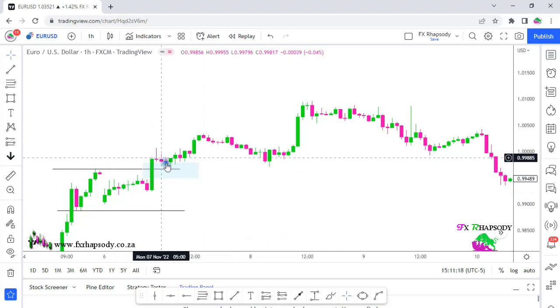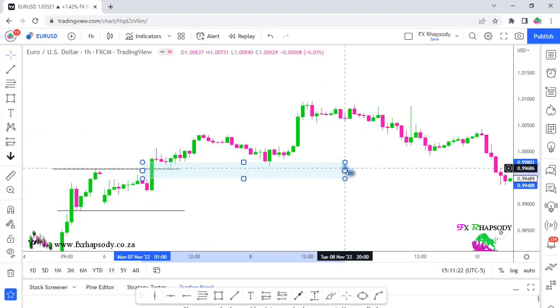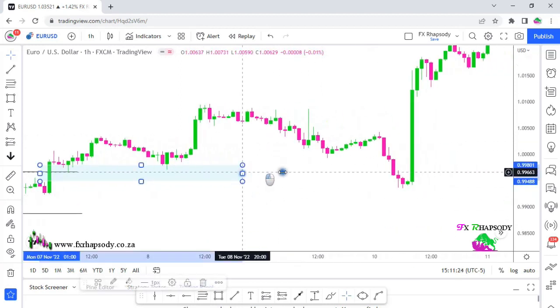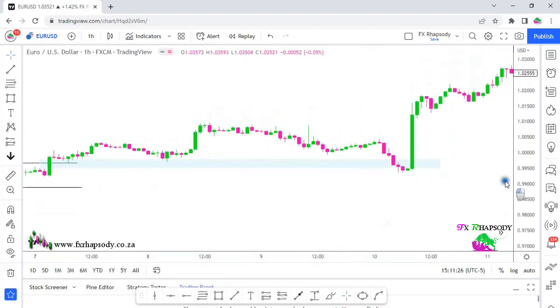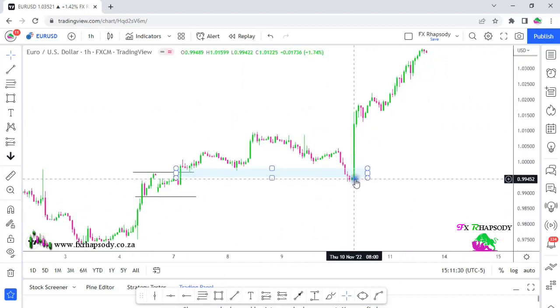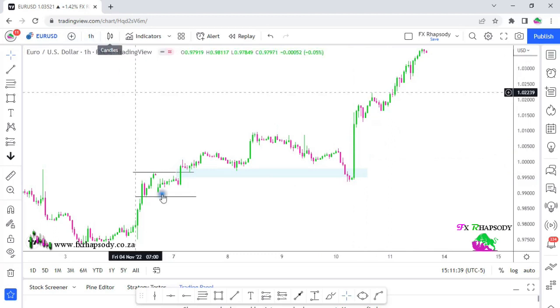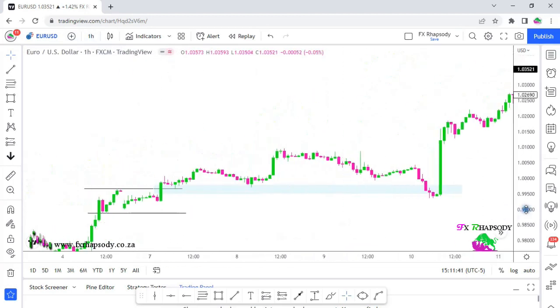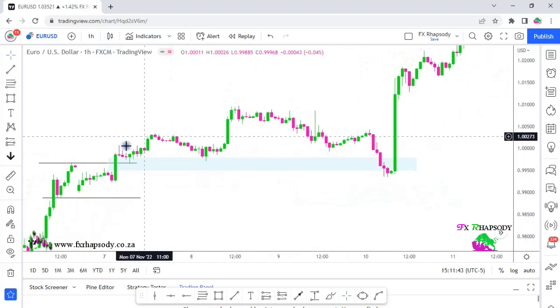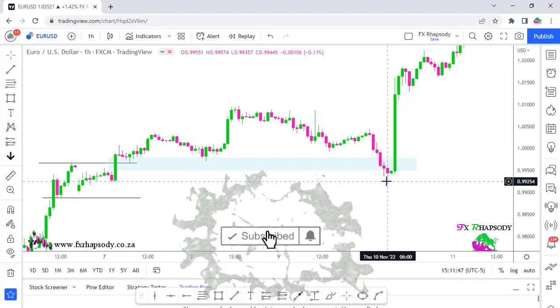Price hit that fair value gap and started moving upwards, but it kept retracing back to this fair value gap, and eventually price came down. So I'm just going to zoom out a little bit, and as you can see, price coming deeper into that fair value gap area, breaking just a little bit below it, and then shot up. Okay, this is what it looks like on the 1 hour time frame. It looks like price broke just below that fair value gap area.